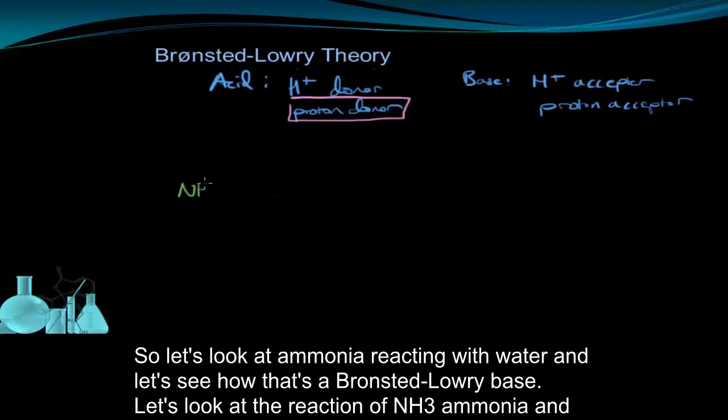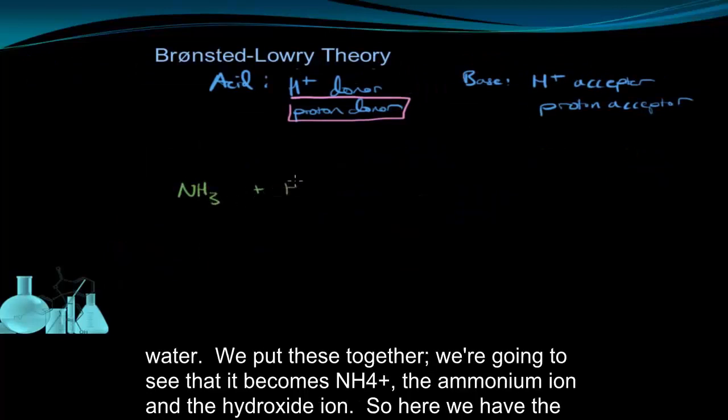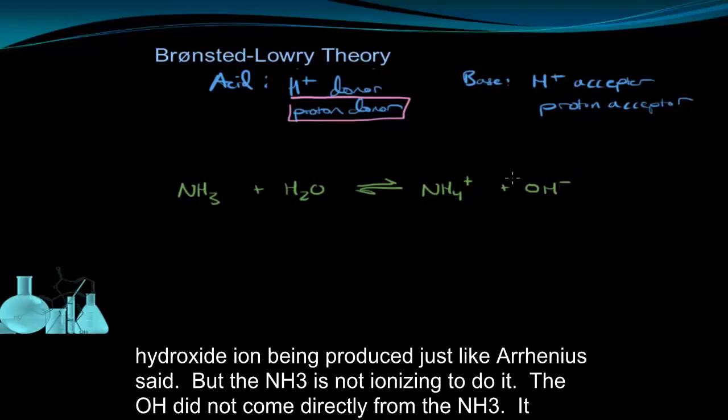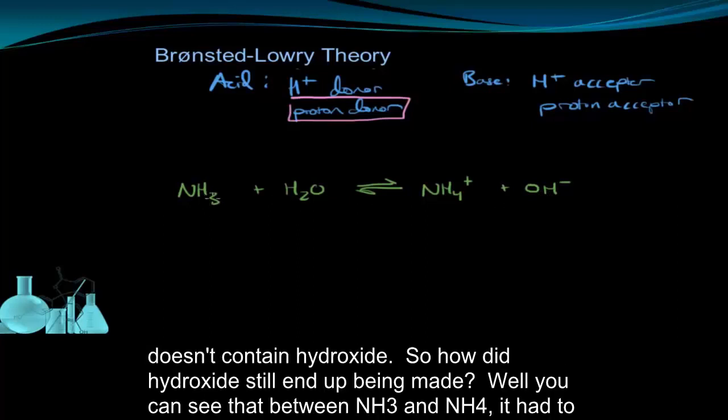Let's look at the reaction of NH3, ammonia, in water. If we put these together, we're going to see that it becomes NH4+, the ammonium ion, and the hydroxide ion. So here we have the hydroxide ion being produced, just like Arrhenius said. But the NH3 is not ionizing to do it. The OH did not come directly from the NH3. It doesn't contain hydroxide. So how did hydroxide still end up being made?